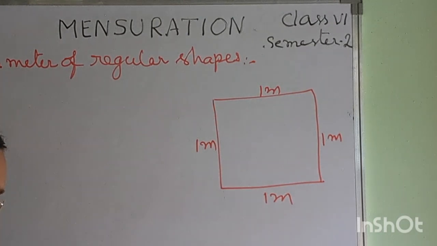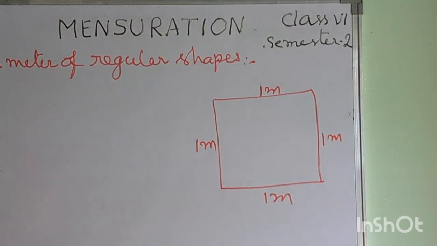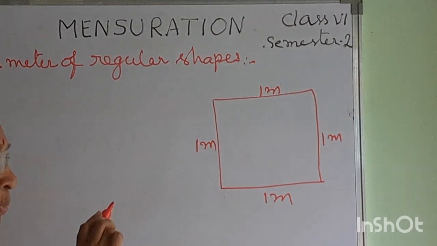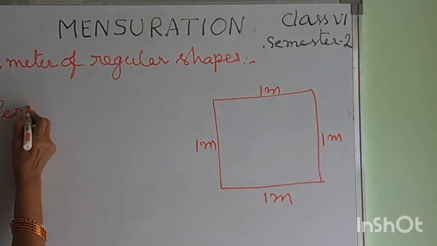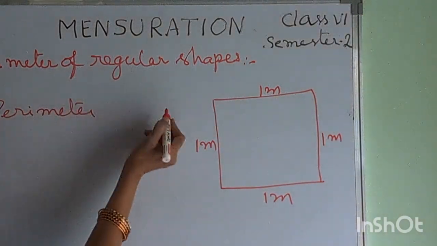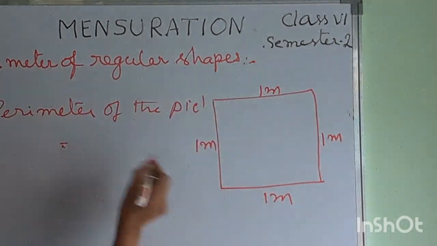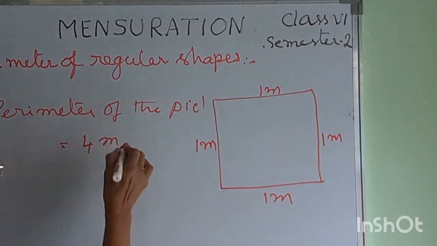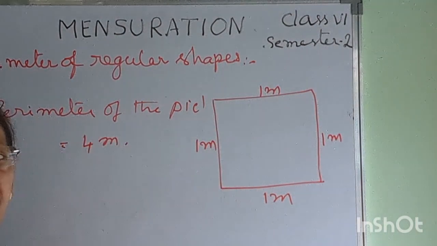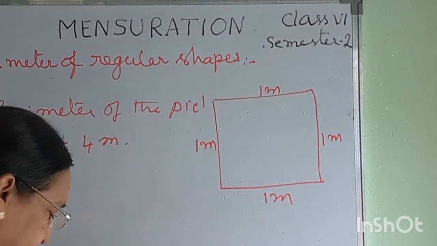What will be the length of the colored tape he requires? He wants to put a colored tape all around this picture. Therefore, all along the boundary, that is equal to the perimeter. Therefore, the perimeter of this square picture is equal to 1 meter plus 1 meter plus 1 meter plus 1 meter, that is equal to 4 meters. So 4 meters of the colored tape is required to put around this picture.